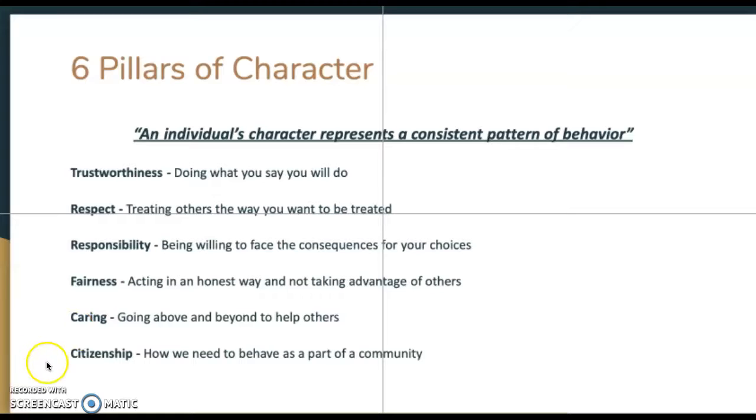Fairness, acting in an honest way and not taking advantage of others. Caring, going above and beyond to help other people. And citizenship, how we need to behave as part of a community. So that community could be within the community you live in, your Eastview community, your friends, your family, whatever that means for you, but just how you behave within that group.